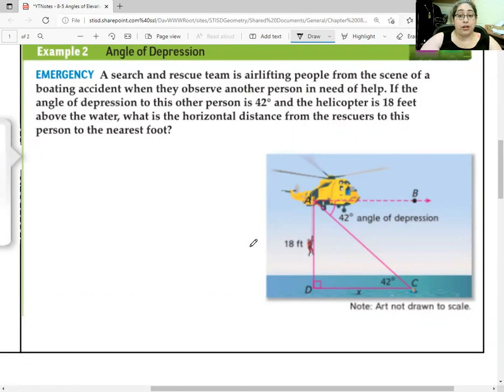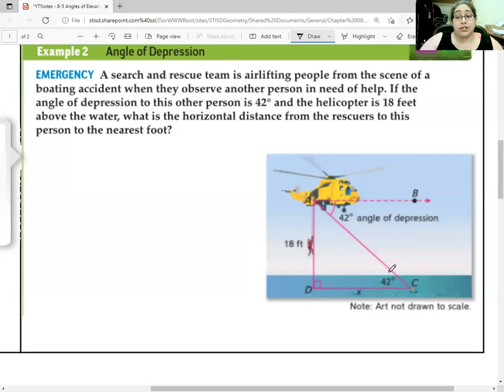If the angle of depression to this other person is 42 degrees and the helicopter is 18 feet above the water, what's the horizontal distance that the rescuer has to swim to the person that they need help with, to the nearest foot? Or if that rescuer is dangling from the rope, how far does the helicopter need to move sideways in order to put the rescuer right over the victim, so that that rescuer can then slide down the rope, pull the victim up, and they can both get away to safety?